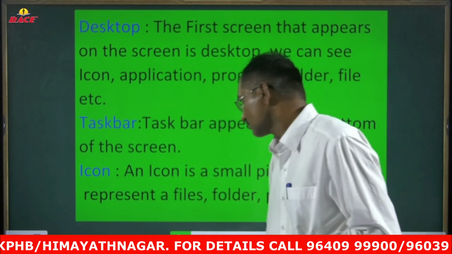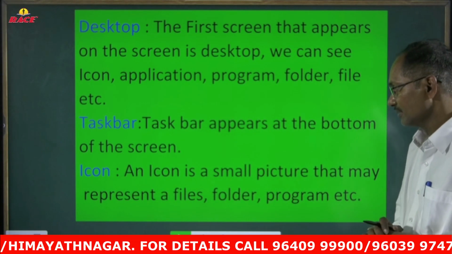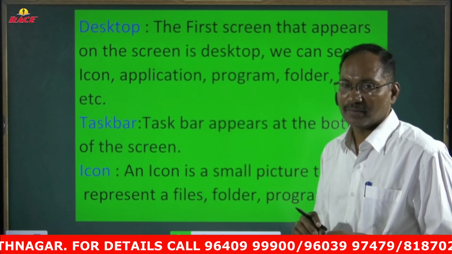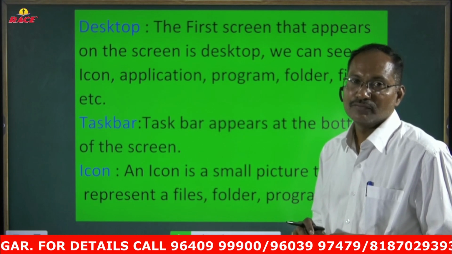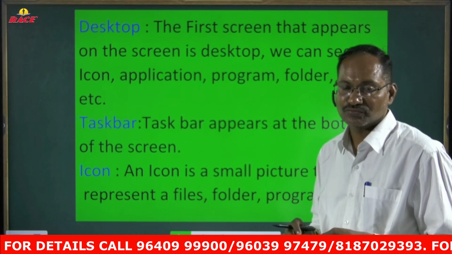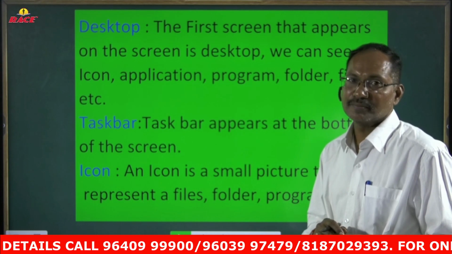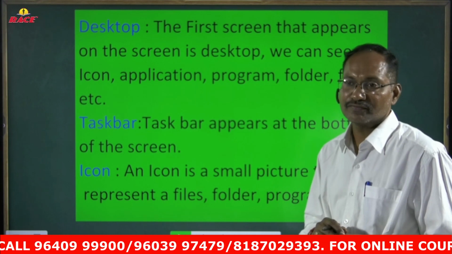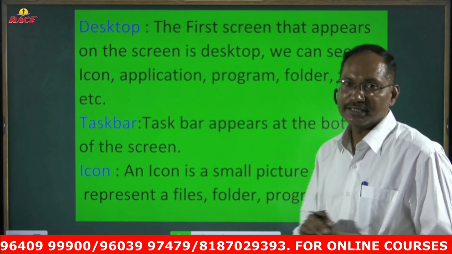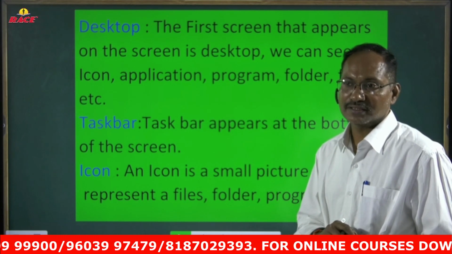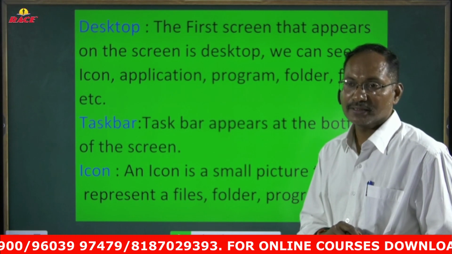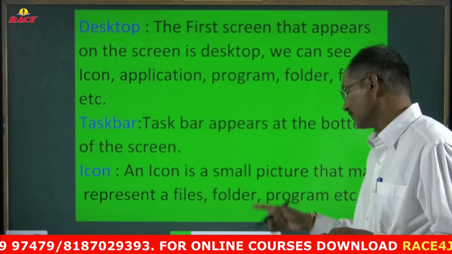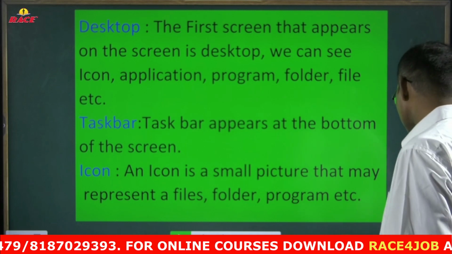Next, what is an icon? An icon is a small picture that may represent files and folders. In the computer, we have some icons. For example, the My Computer icon. What is the use of My Computer? We can open our files, drives, and folders. The Recycle Bin is also an icon because it opens your deleted files. Acrobat Reader is also an icon because it opens PDF file formats. So an icon is a small picture that may represent files, folders, programs, etc.